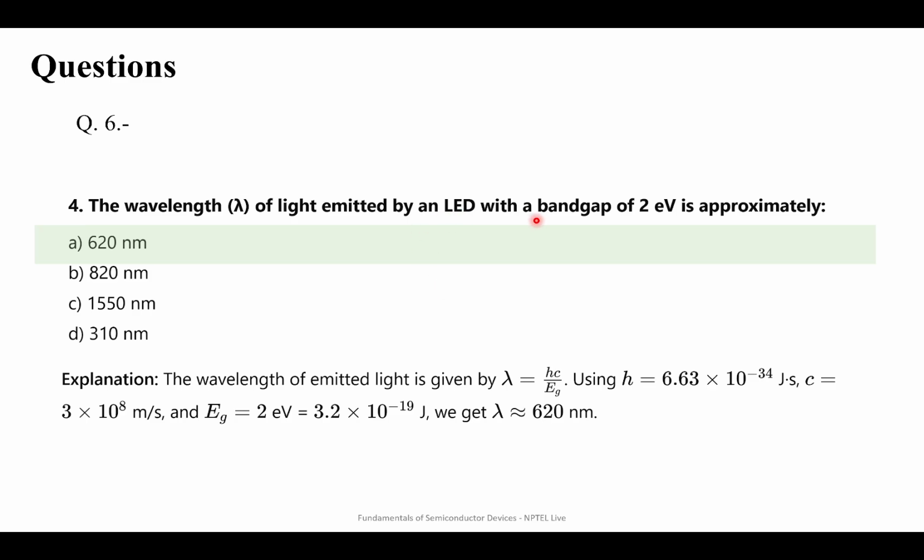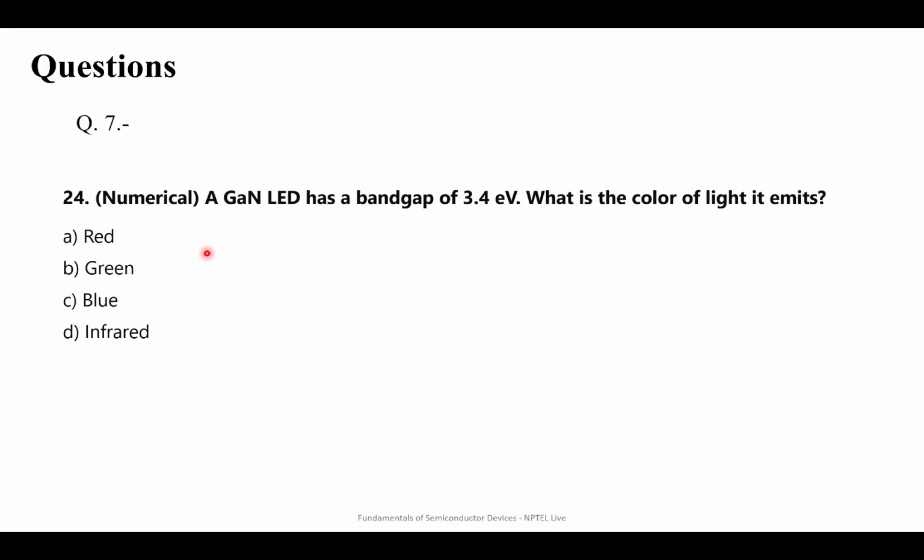So in an LED, the energy of light emitted would be equal to your band gap, and then you just convert this to wavelengths. Now a similar question: a gallium nitride LED has a band gap of 3.5.